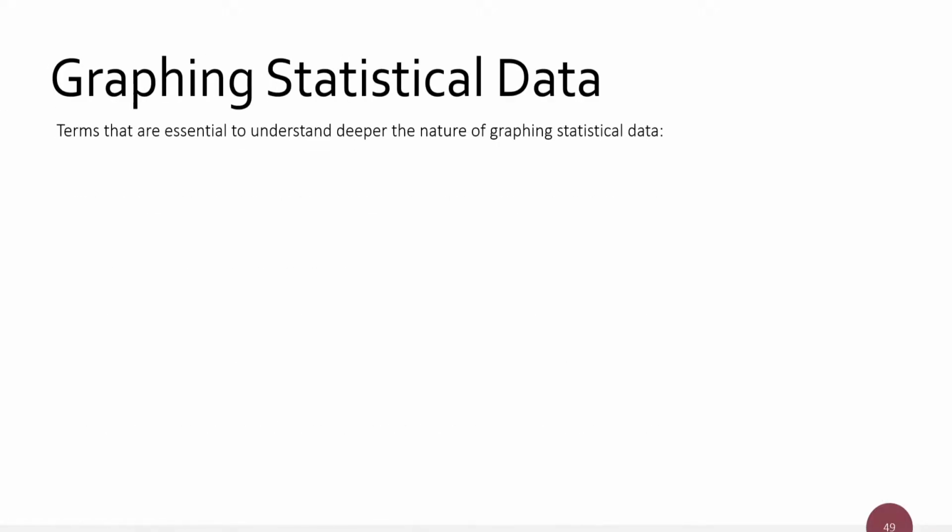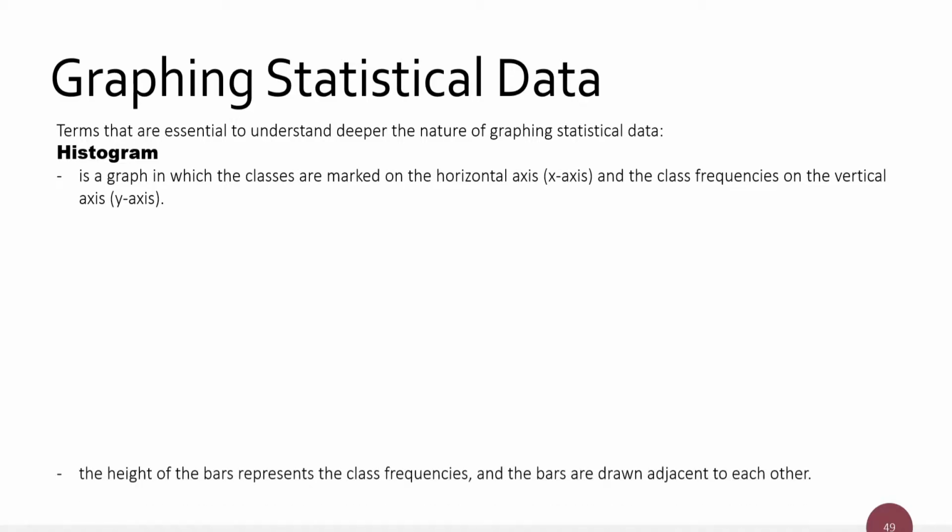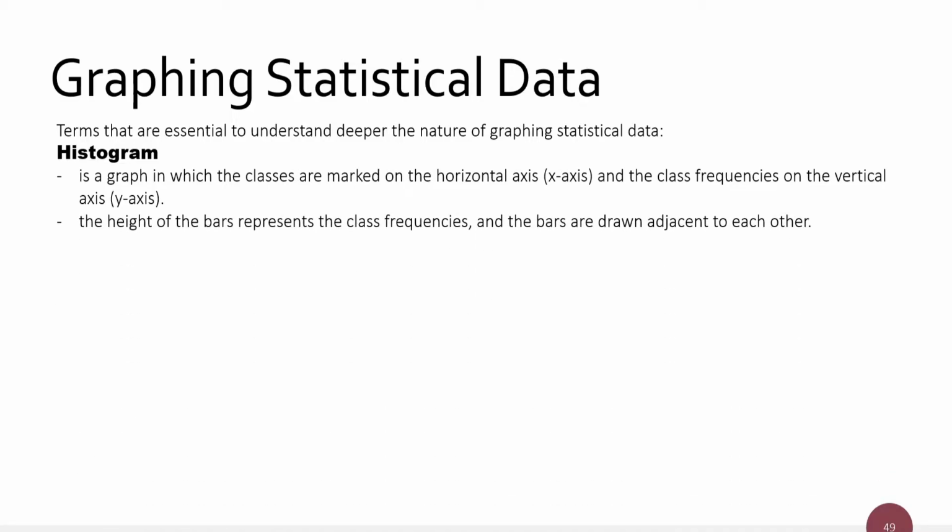Okay. So, terms that are essential to understand deeper the nature of graphing statistical data. So, ano yung una natin? So, the first one is the histogram. So, histogram is a graph in which the classes are marked on the horizontal axis or yung tinatawag natin na x-axis. And the class frequencies on the vertical axis or yung y-axis. So, the height of the bars represents the class frequencies. And the bars are drawn adjacent to each other.